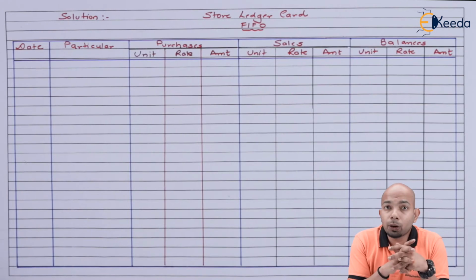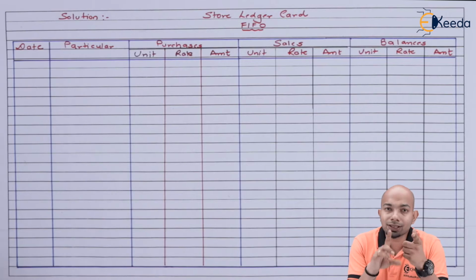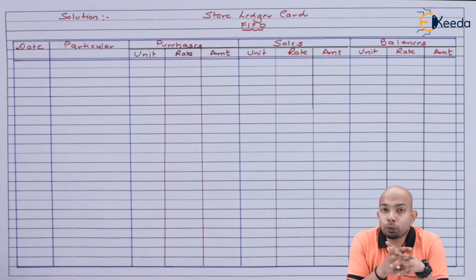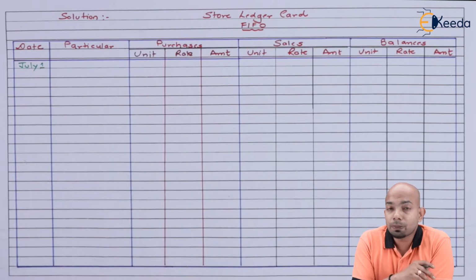Now when we're talking about this store card ledger, this format will be common across all the methods, that is FIFO, LIFO, weighted average method. So let's understand the FIFO method first. That means first in, first out. Let's start with mentioning the opening balance here. So on 1st of July, this was the balance that was brought down, or opening balance basically.